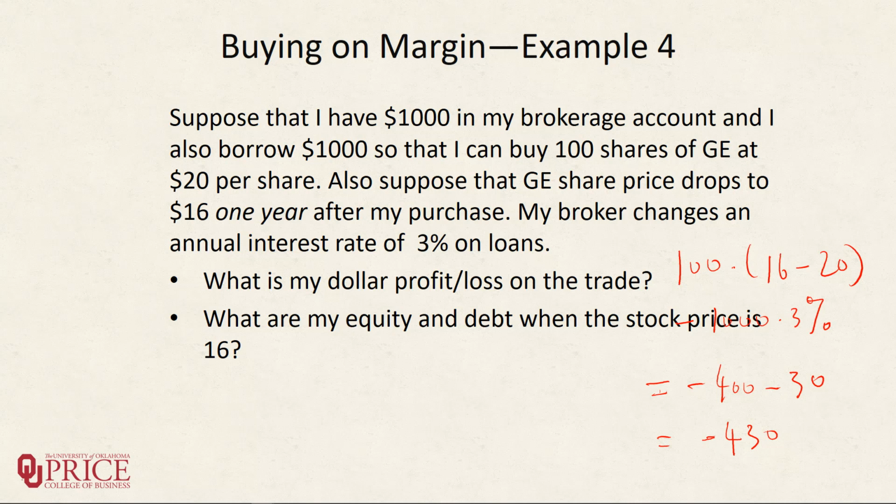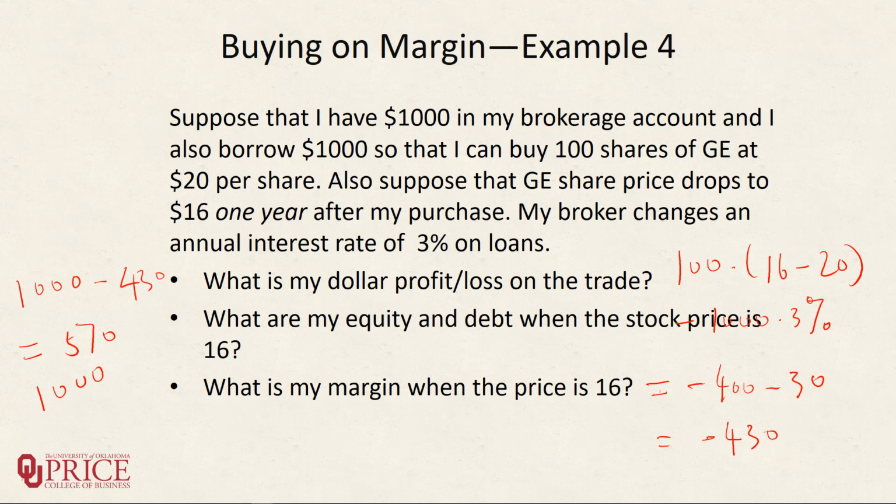What are my equity and debt when the stock price is $16? So when the stock price dropped to $16, my equity, based on our calculation of question 1, is reduced by 430, so I have 570 left. My debt is still, I still have to pay back $1,000, so my debt is still $1,000. And what is my margin when the price is $16?